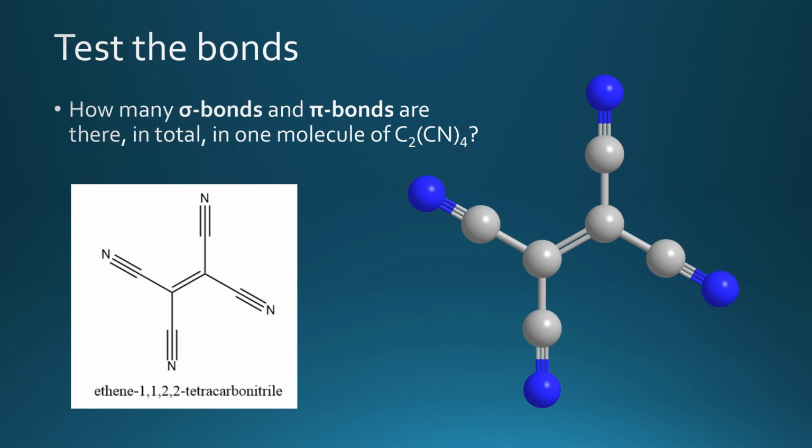So have a go at this question too. How many pi bonds and how many sigma bonds are there in total in one of the molecules C2CN bracket 4?